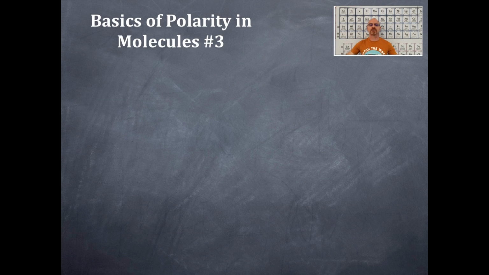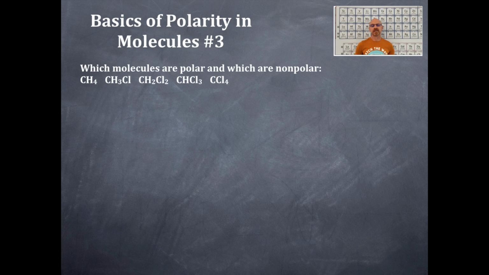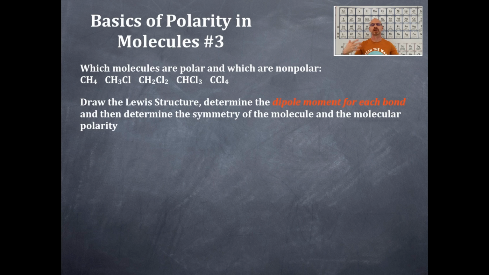Bam! Today we're doing the basics of polarity number 3. So we're doing all of these 5 molecules here. Which molecules are polar, which ones are non-polar. In order to figure that out, we need to draw the Lewis dot structure. We need to determine the dipole moment for each bond. Then we're going to determine the symmetry of the molecule. And from that information, we're going to determine the molecular polarity of the molecule itself.